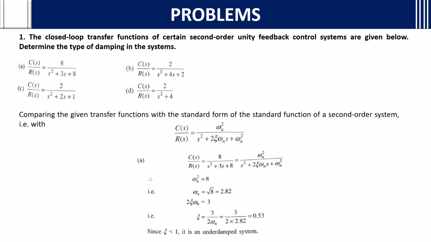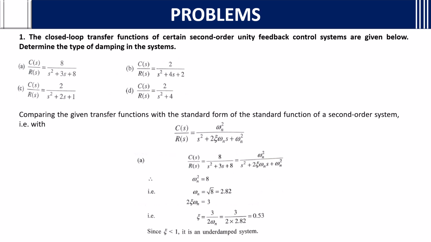The closed loop transfer functions of certain second order unity feedback control systems are given below. Determine the type of damping in the system. We need to determine the type of damping, either underdamped, overdamped or critically damped. As in the previous video, I mentioned the different conditions in the second order system. Based on the damping ratio, the Xi value, we will decide whether it is underdamped, overdamped or critically damped.